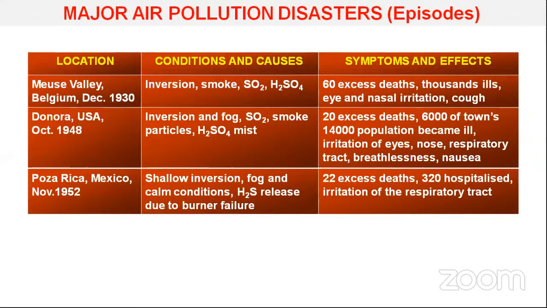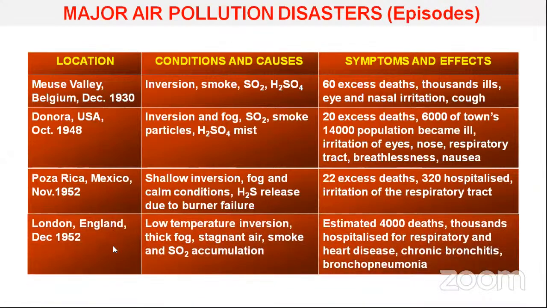That was the recorded episode. Again, in Mexico, a place called Poza Rica, November 1952, winter, a shallow inversion happened because of fog and calm conditions. Hydrogen sulfide was released due to a burner failure at a factory. 22 excess deaths happened, 320 were hospitalized, and irritation of the respiratory tract happened in a single day. That was in 1952, also because of the haze, because of the smog.